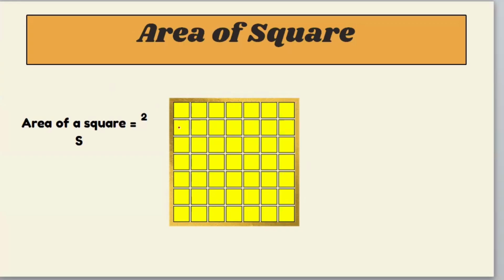Now look at this square. What is special about a square? Yes, all sides are equal. In a square, all sides are equal. In a rectangle, opposite sides are equal. But in a square, all sides are equal. So what's the formula for finding the area of a square? It will be S square. So the area of a square is equal to S square, and S represents side. Okay. So how can we find the area of a square? That is side square. So area of a square is equal to side times side.